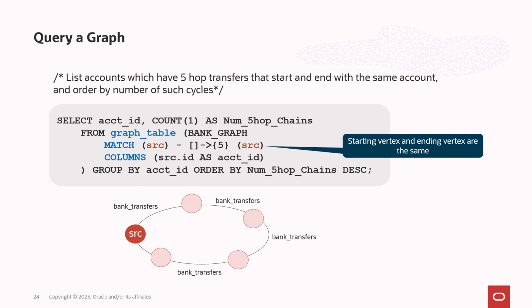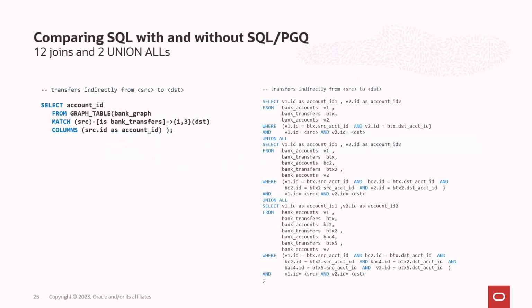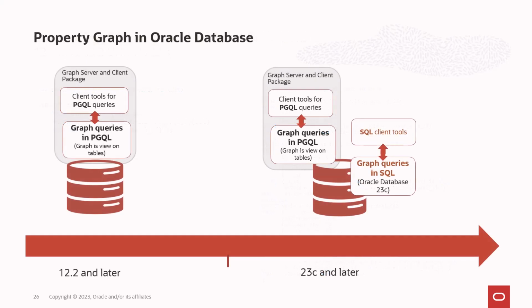And even more than that, we order the results by the number of such cycles. So that is easy to express that way, but if we were to express that with a select statement over relational tables, it would take a lot of joins and union statements. It would be very complex and hard to read. So it's very nice to support graphs and to be able to query them.